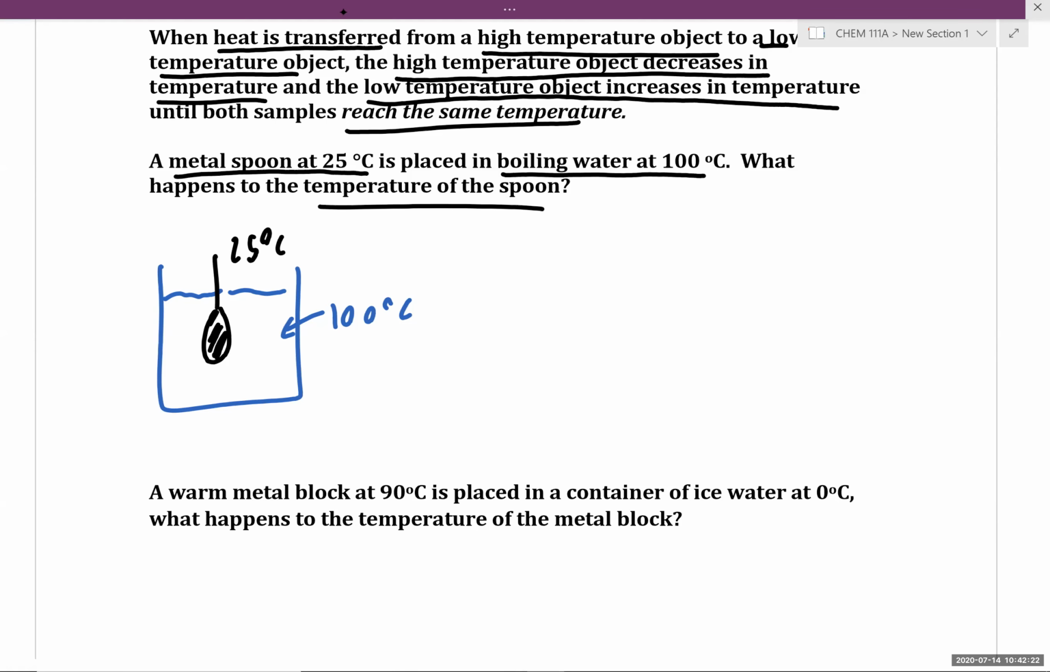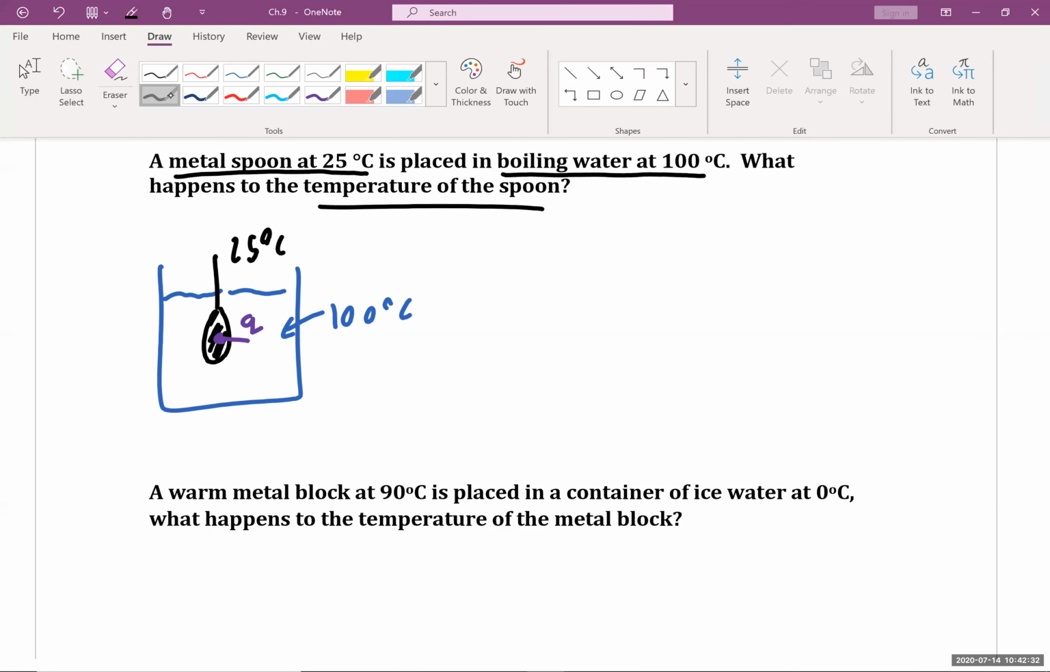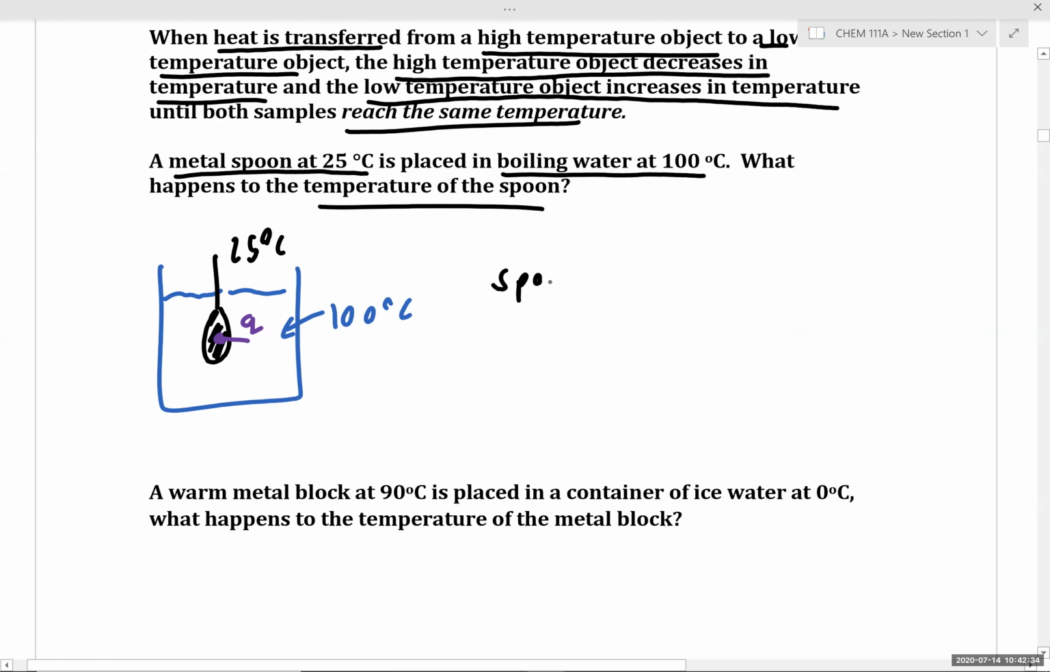Yeah, it'll increase. And what's happening is heat is flowing from our high temperature boiling water to our low temperature spoon, and as a result, the spoon gains heat from the water, and as a result, the spoon increases in temperature.